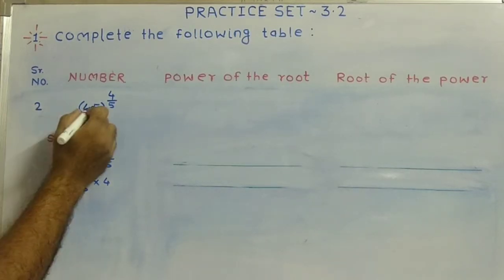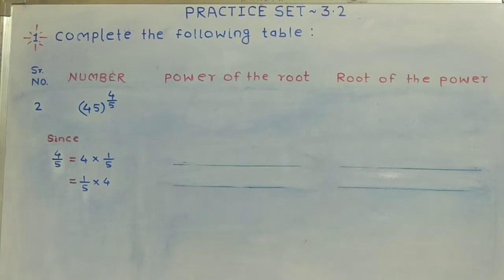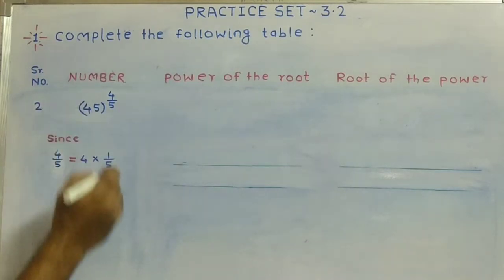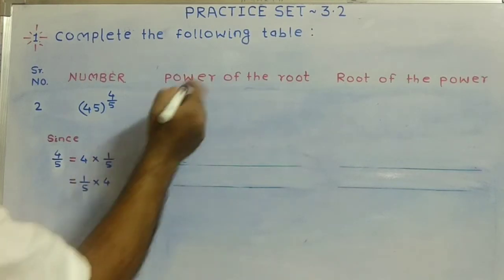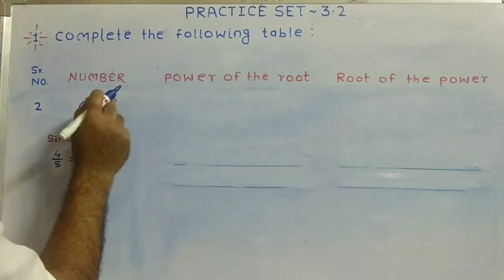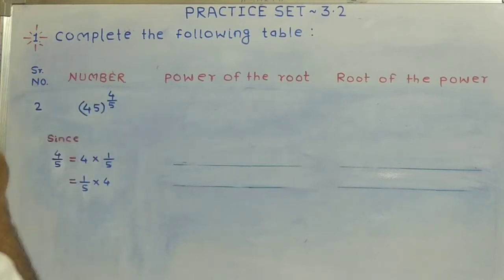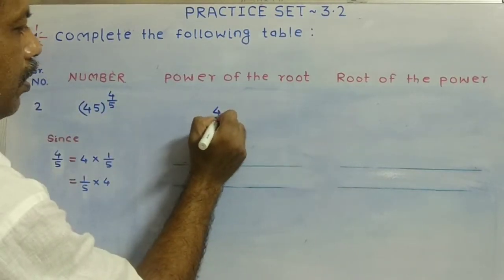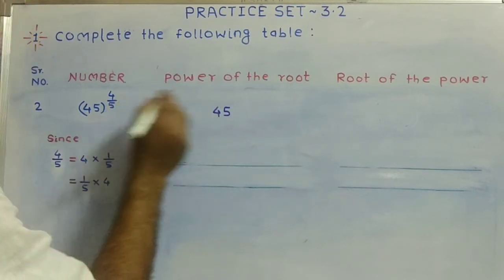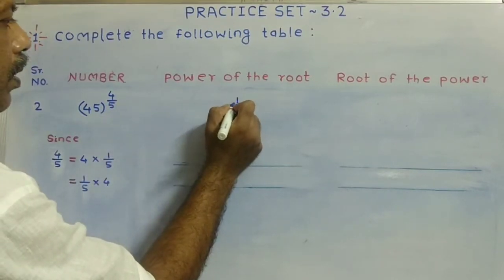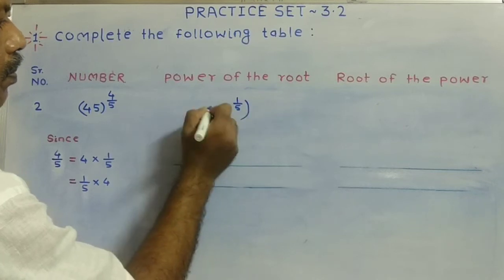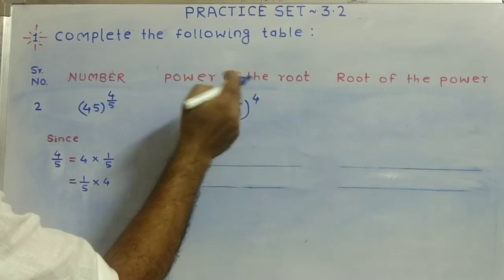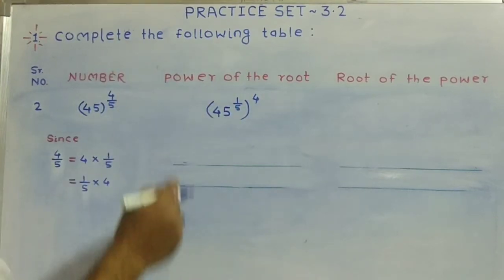Now we will take the second example, that is 45 to the power 4 upon 5. This 4 upon 5 can be written 4 into 1 upon 5 or 1 upon 5 multiplied by 4. Now we want the power of the root. Which is power here? 4. And which is root? 1 upon 5. Therefore, I am writing here 45 to the power 1 upon 5 to the power 4. That is the power of the root of a number.